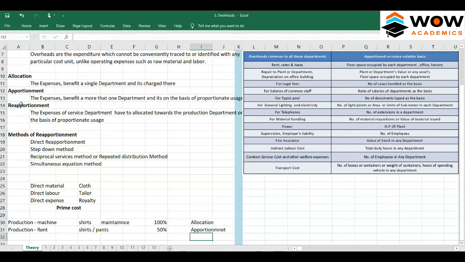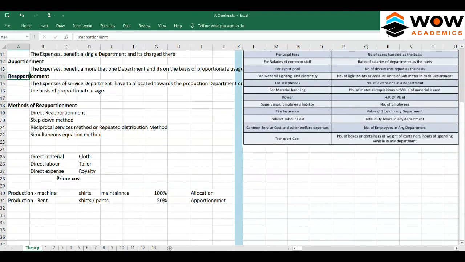And the last one is reapportionment. Reapportionment is, assume there's a canteen. The canteen is a service department. This canteen department would have its own expenses. So this expense would have to be transferred to the particular departments.